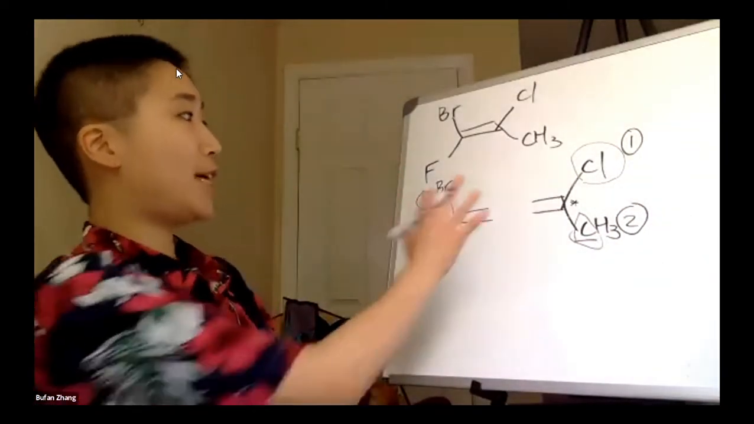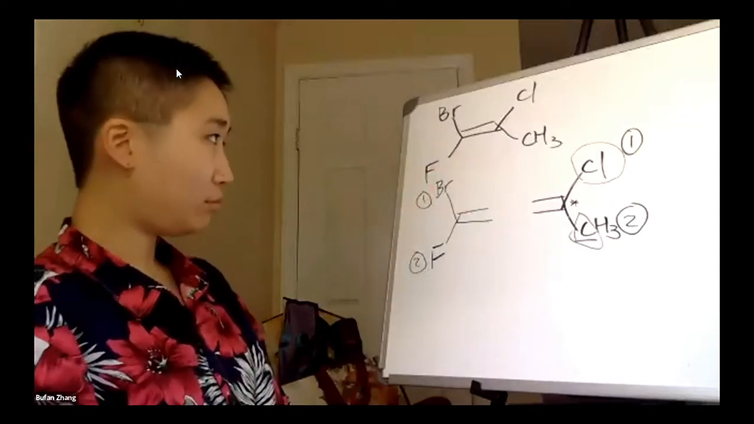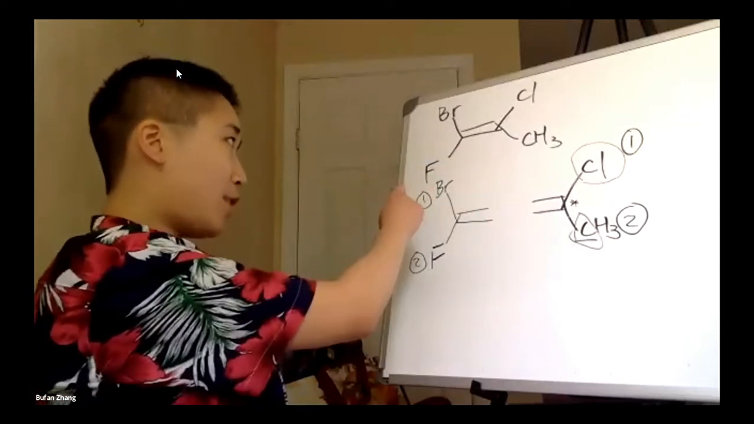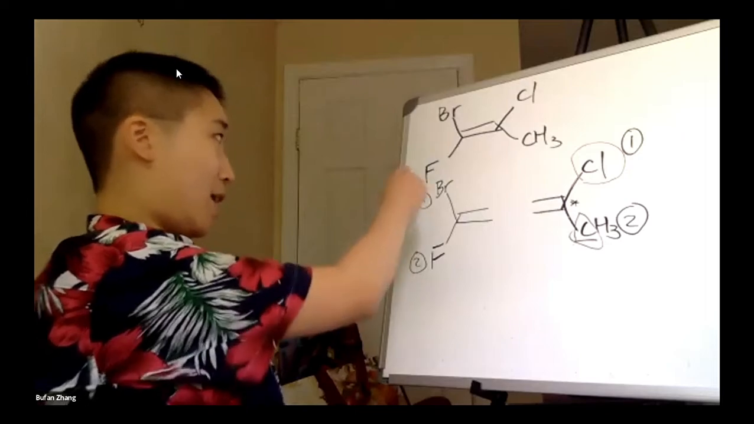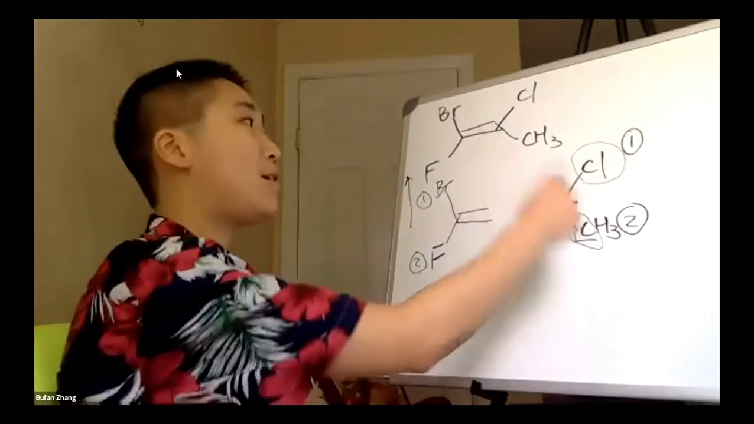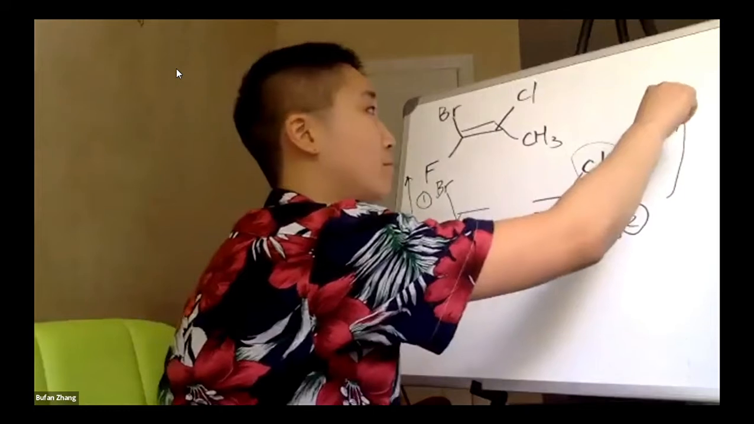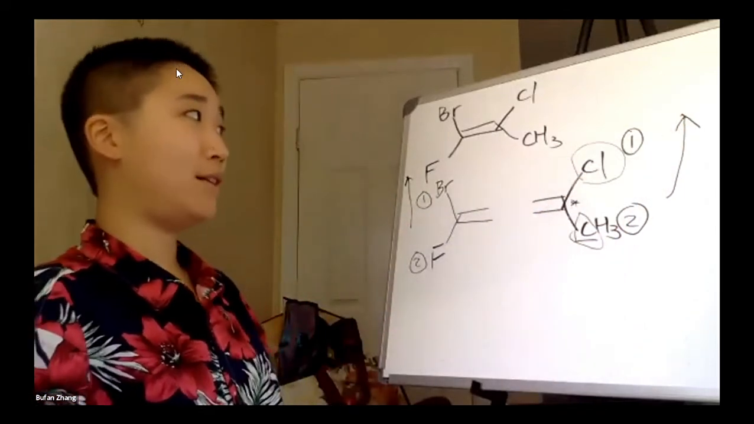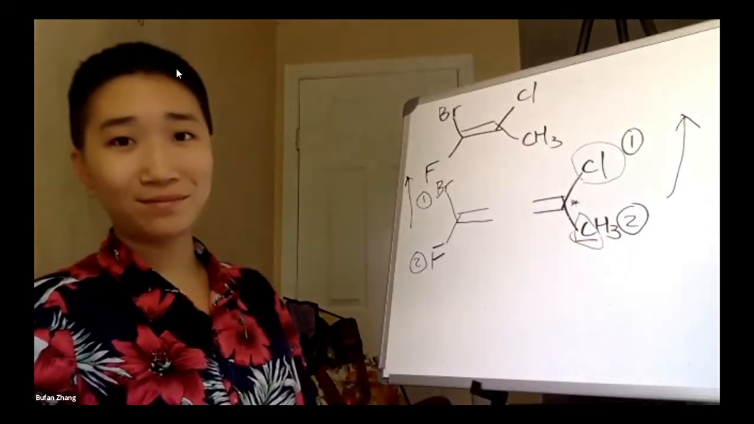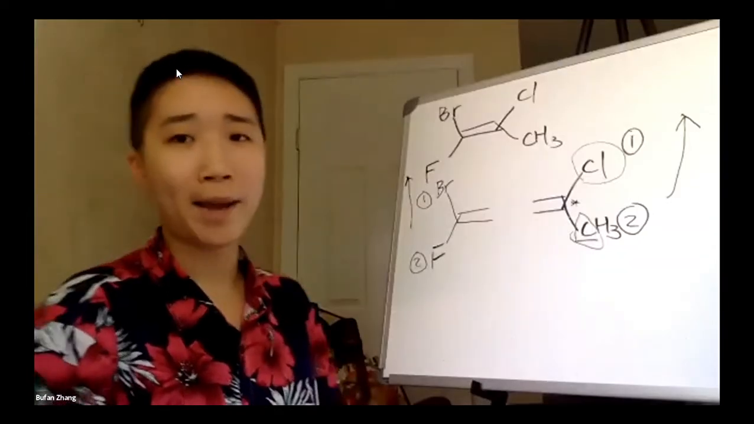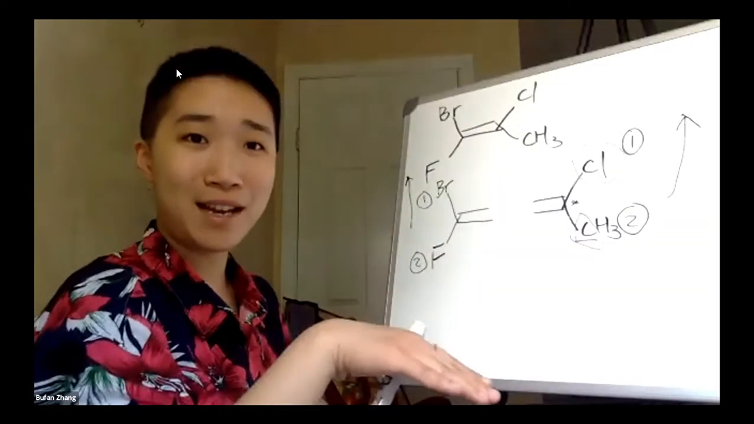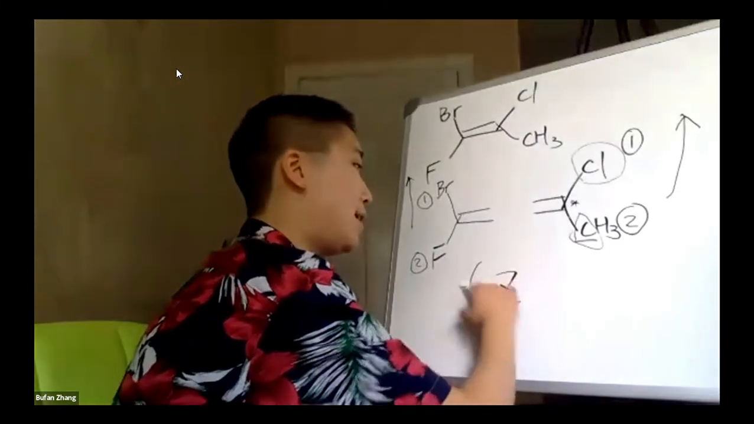So now we can look at the molecule as a whole, right? So we have higher priority bromine on top. It goes this way. We have higher priority chlorine on top as well. So is it E or Z? Z. It's going to be Z. Why? Because the higher priority atoms are on the same side. You're absolutely right. They're on the same side, therefore it is going to be a Z.